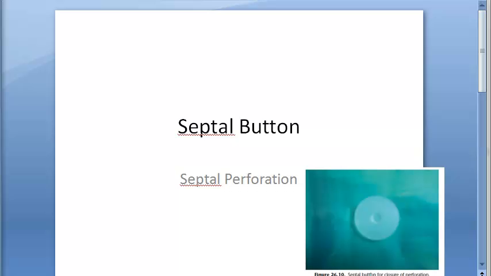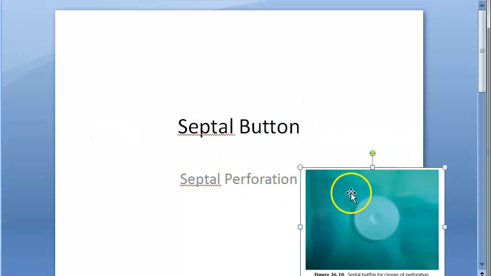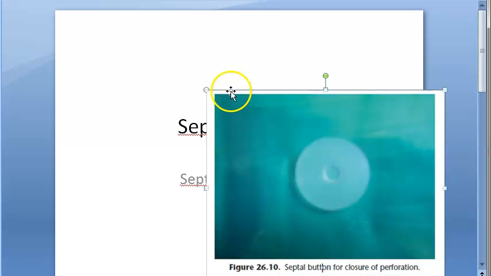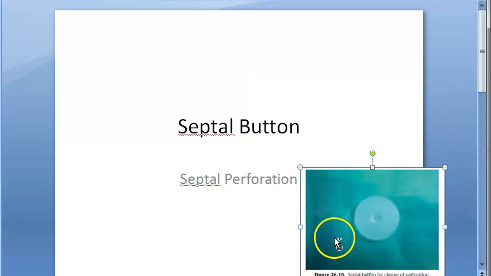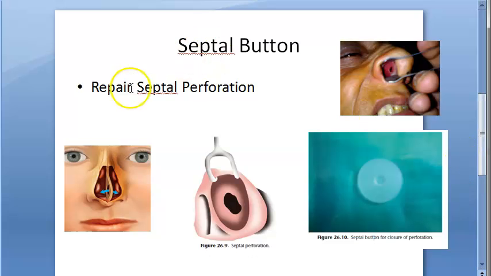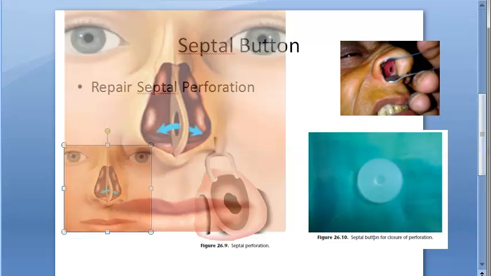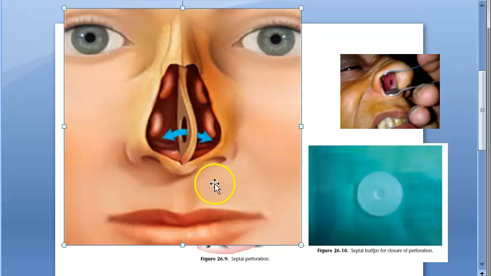Guys, in this video we want to look at this septal button, which is used to repair a septal perforation. So basically we just want to look at this button. Whenever there is septal perforation, look at this, there is a perforation in the nasal septum. You can see that here, right? Now this has to be fixed.